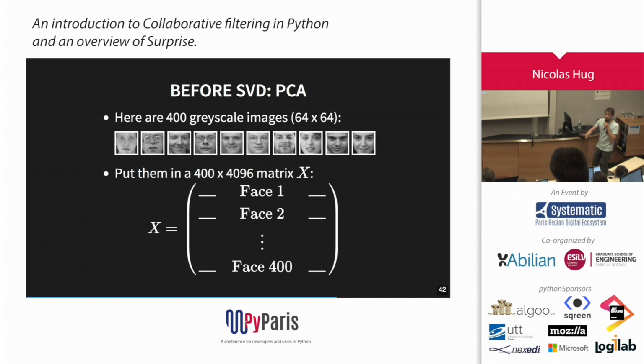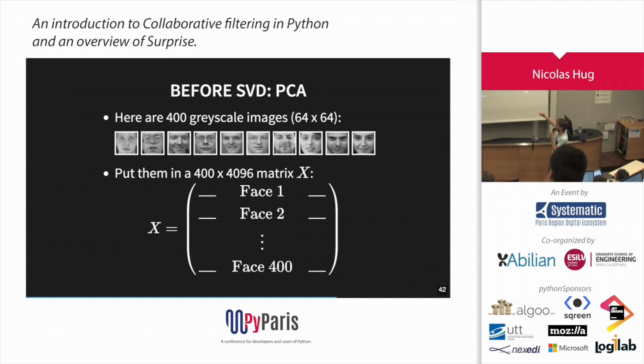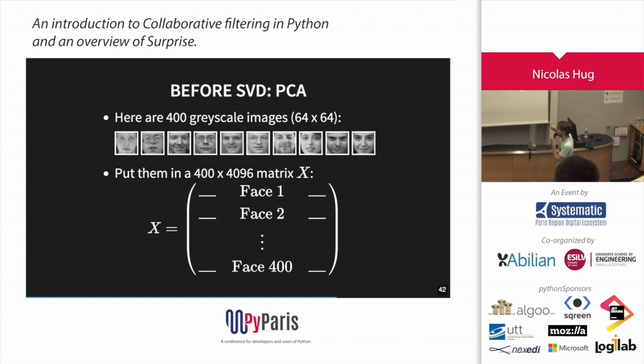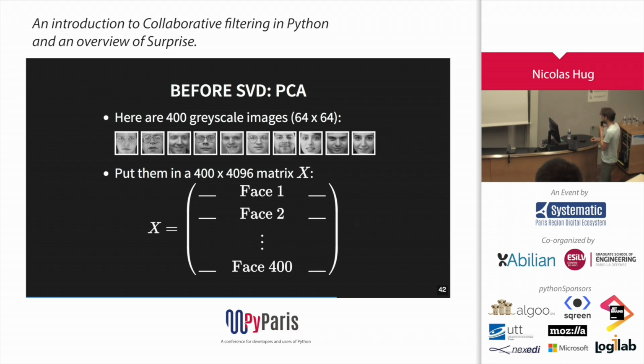So forget the recommendation problem for a moment and consider this. We're going to see what PCA does. I give you 400 grayscale images, okay? One pixel is just a value between 0 and 1. And you take all of these faces and flatten them into a big matrix, okay? So the first row of your matrix is the first image that you have flattened. The second row of your matrix is the second image that you have flattened, etc., okay? And you do that for all the faces.